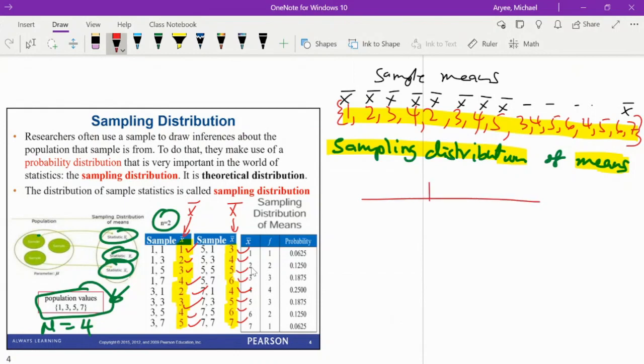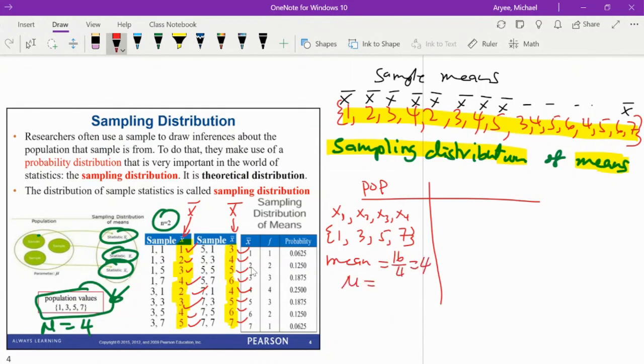So whilst I'm here, let me add some more notes. Let's say the population is the x values: x1, x2, x3, x4. For example, the population values were 1, 3, 5, 7. Now the mean of this population, when you add these numbers, that is 16 over 4. The mean is 4. So mu is 4.